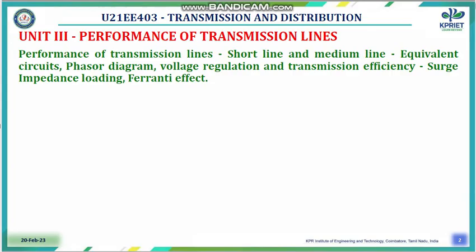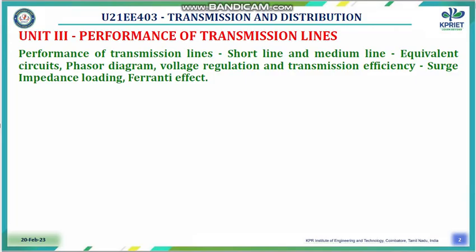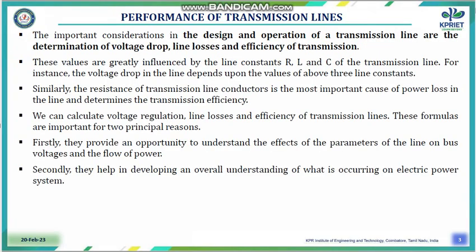One is called a short transmission line, then medium transmission line, and long transmission line. Based upon the length of the line and the voltage levels, it has been classified into short, medium, and long transmission lines. The medium transmission line is further classified into the nominal T method, nominal pi method, and end condenser method.